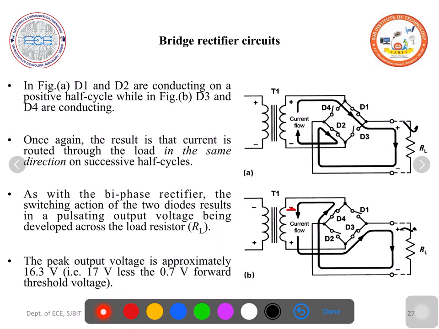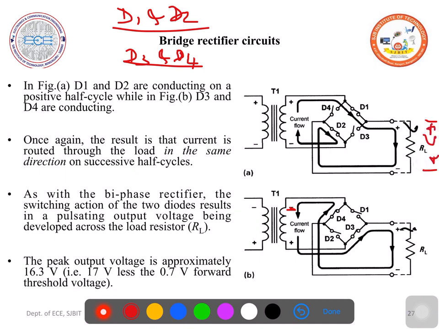So during positive half cycle, the current is carried by D1 and D2, and during negative half cycle, the current is carried by D3 and D4. At any point of time, 2 diodes will be conducting. So the output voltage across RL definitely will be the maximum voltage minus 1.4 volts. What is this 1.4 volts?